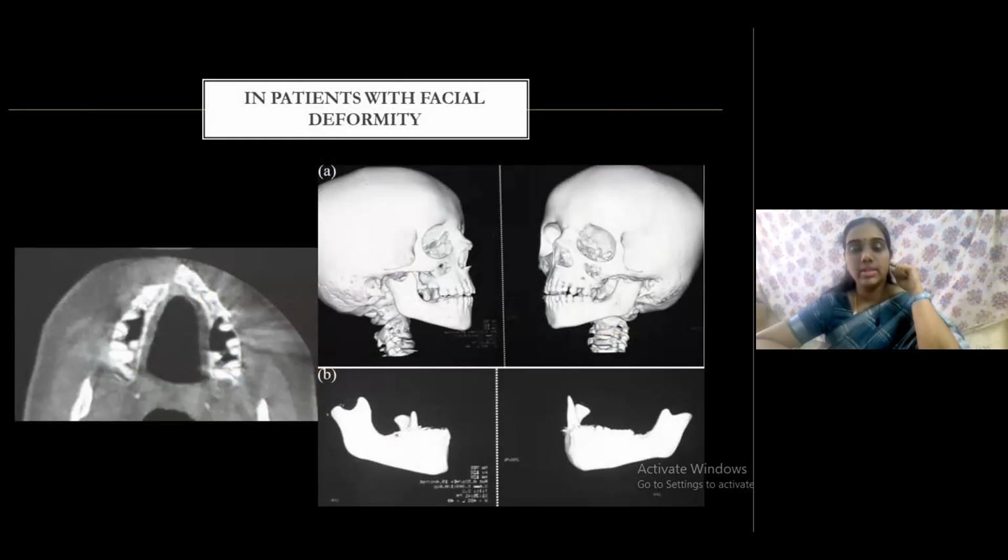In orthodontics, it is also used in patients with facial deformities like cleft lip and cleft palate. You can easily check the occlusion and the position of the mandible, and whether an orthodontic surgery is needed or not, with the position and the 3D images.